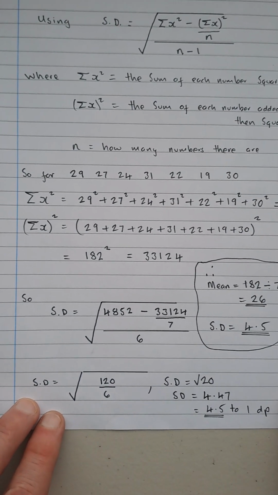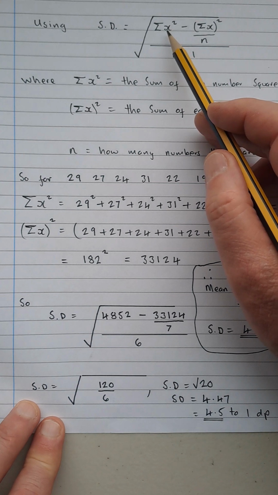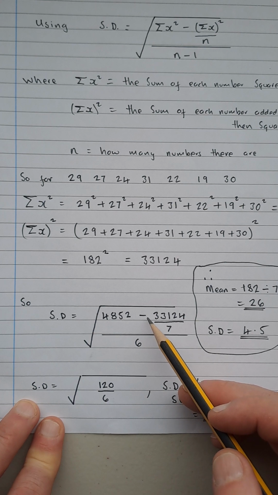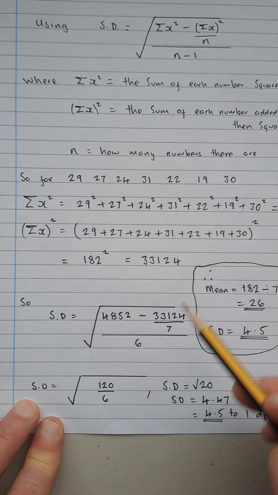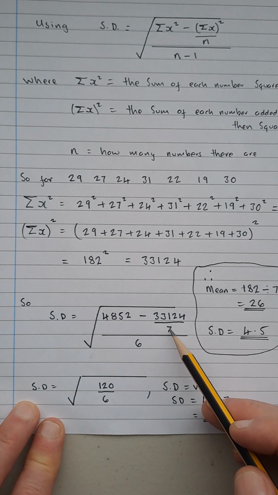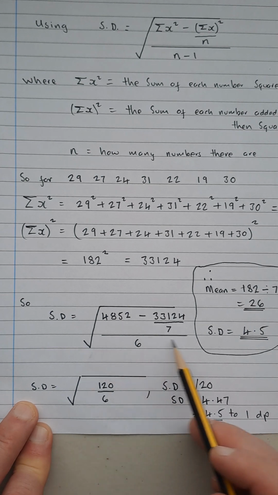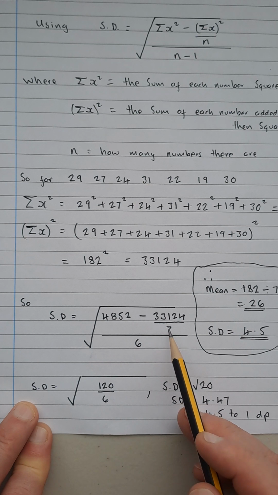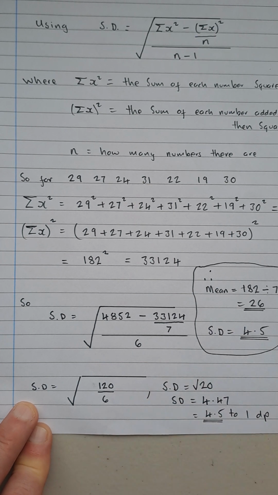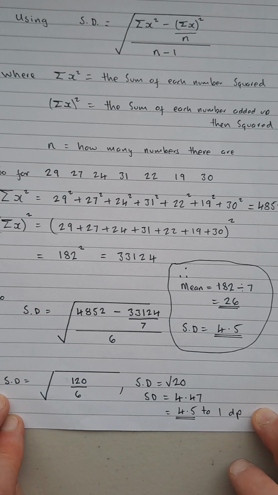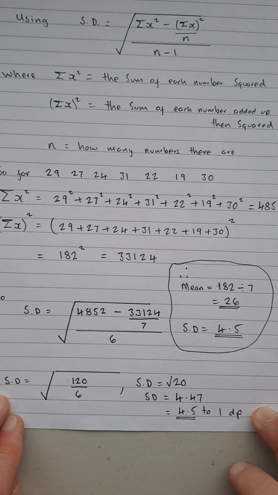So here we have it here. So we have the sum of each of all the numbers squared. So that was the 4852. Take away the sum of all the numbers then squared. That's the 33124 divided by 7 numbers. So we divide it by 7, then we divide it by 6. So that, take away that over 7, ends up being 120, which is what we got previously, over 6, and we have 4.47, which again is going to be 4.5 if I choose to round it off to one decimal place.